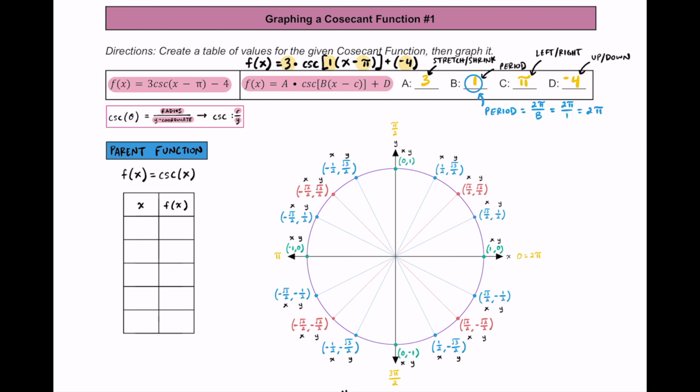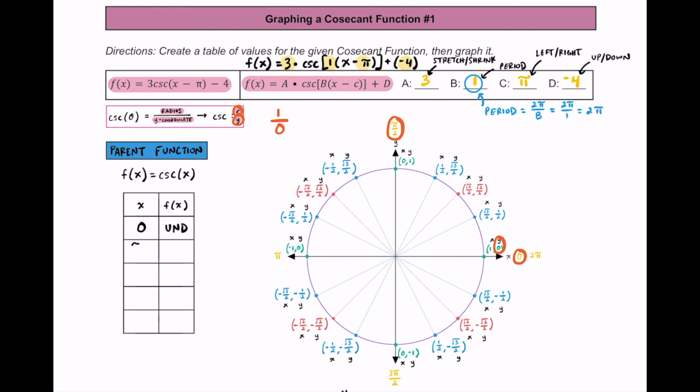Now let's take a look at the unit circle to help us come up with some values for our table. Let's go ahead and start off with 0 radians. So 0 radians is right over here. Let's go ahead and put that in our table for our x value. And what is the ratio going to be? Well, the ratio, as we said earlier, is going to be the radius over the y value. Now, keep in mind the radius is always equal to 1. So we're going to have this ratio of 1 over the y value at this location. Now the y value here is 0, so it's going to be 1 over 0. Now 1 over 0 is undefined since we can't divide by 0, so that means we're going to have an asymptote here.